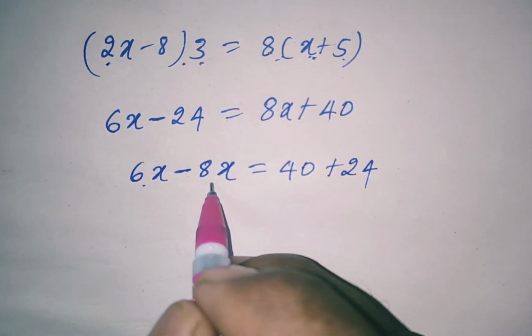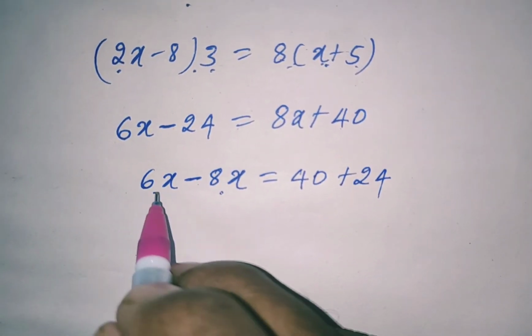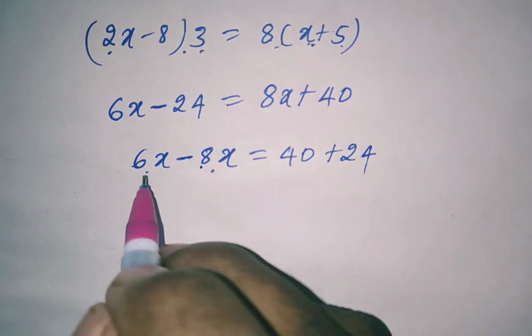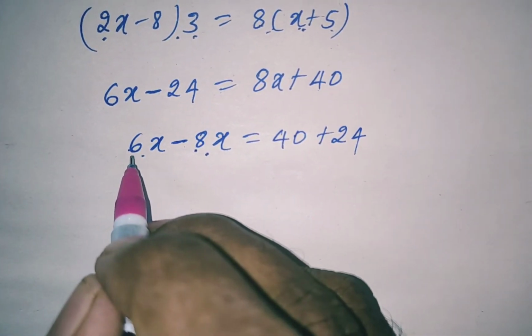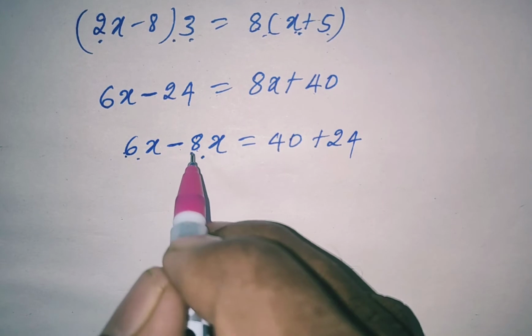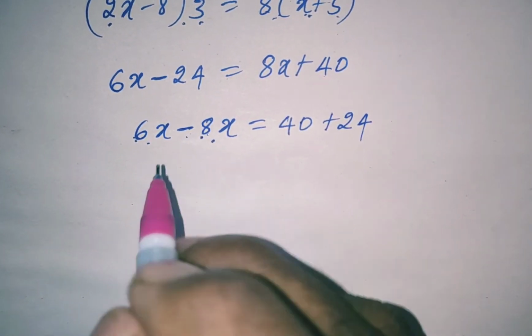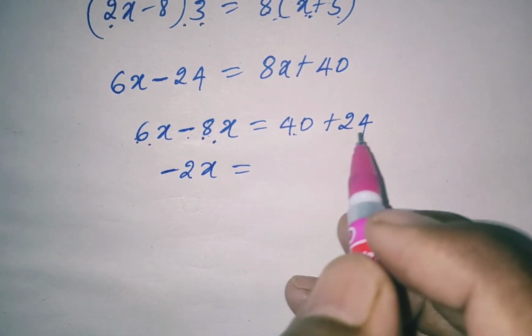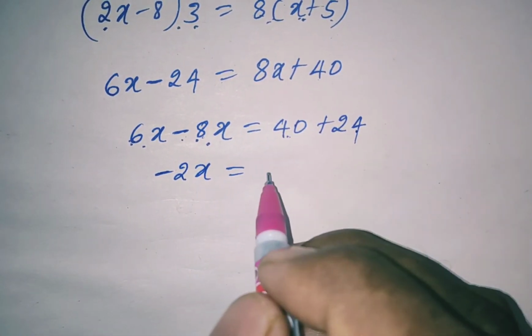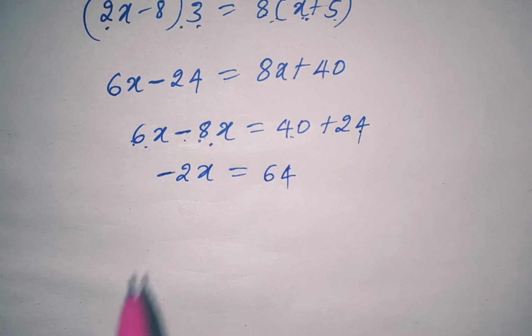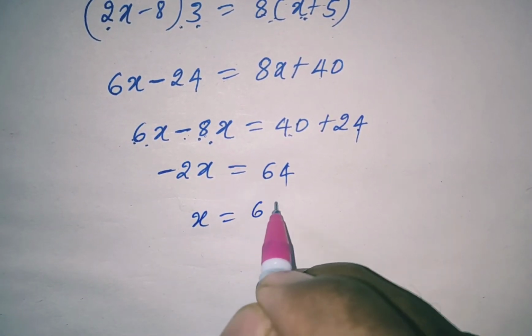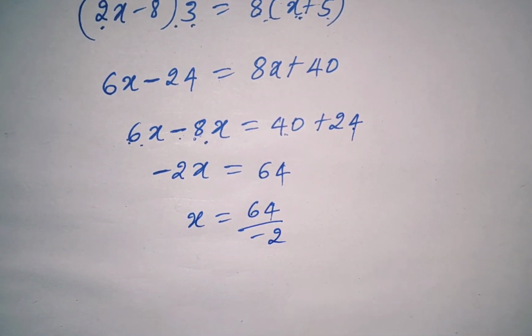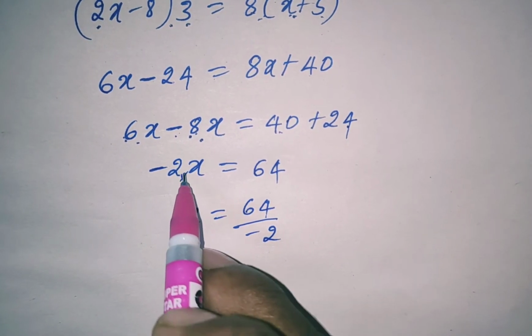Now 6 minus 8. See, addition here, plus is there here, minus is there. So we need to subtract. सब्ट्रैक्ट करने के लिए आपको क्या करना है? 8 minus 6 करके, bigger number's sign minus is there here. So minus 2x is equal to 40 plus 24. Addition is there. So the answer is 64. Now x is equal to 64 divided by minus 2.